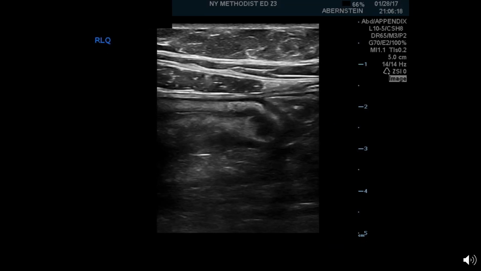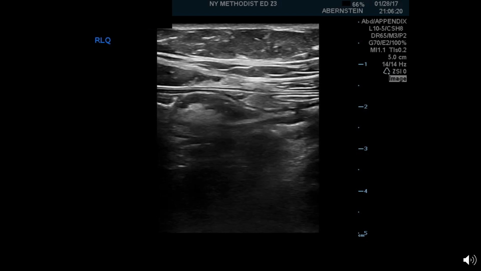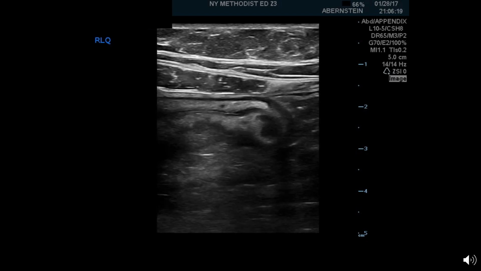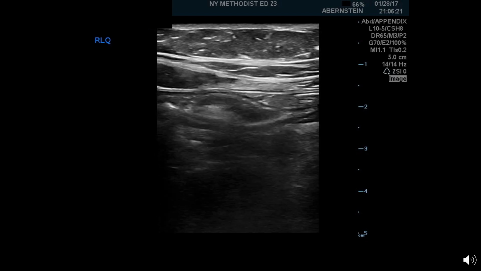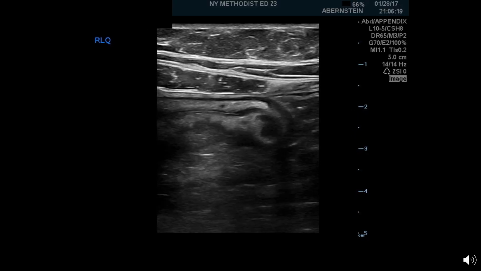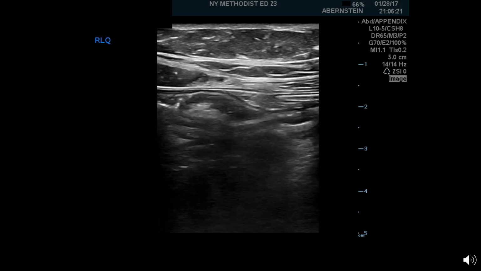Another good way to identify the appendix is through its origin. If you can see a structure coming out of the cecum in the right lower quadrant, as you can see here, it becomes pretty clear that this is the appendix.